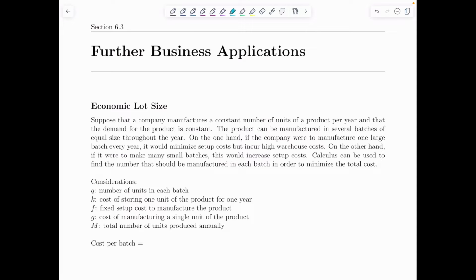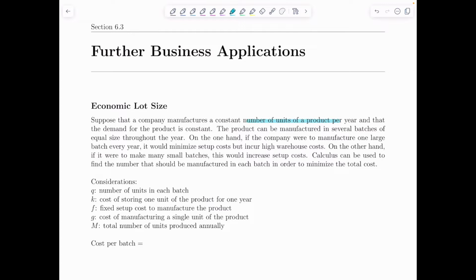This is the video lecture for section 6.3 for business calculus on further business applications. So the first idea that we're going to go over is economic lot size. Here's the idea. Suppose a company manufactures a constant number of units of a product per year and that demand for the product is constant. So these are two necessary assumptions.